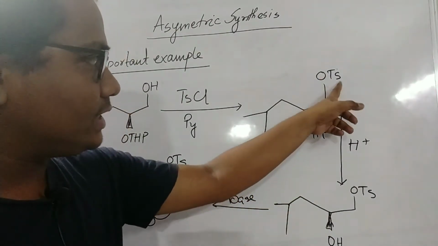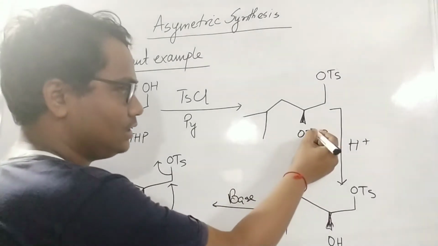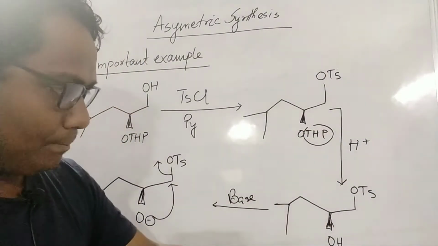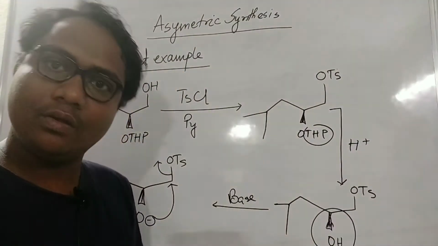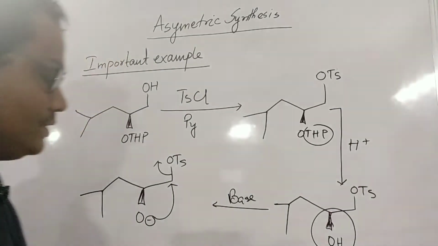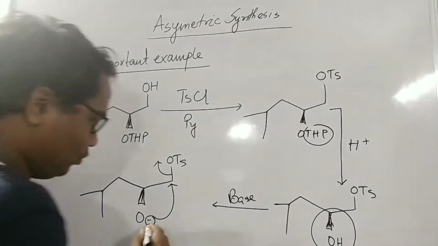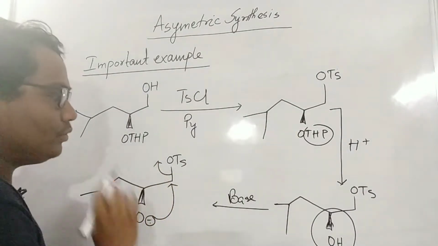So this is OTs that I form, and then I use H plus, because H plus is used for removing this THP group. Here it will be removed, and this OH is on the up face. Then I use base. The base takes this proton from the OH, then O minus forms. That O minus will attack this carbon and remove OTs.